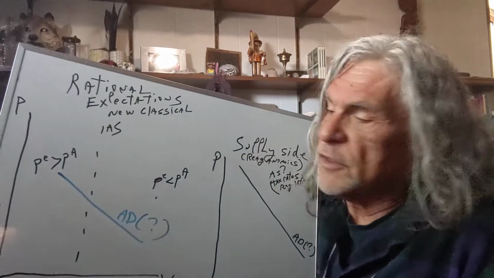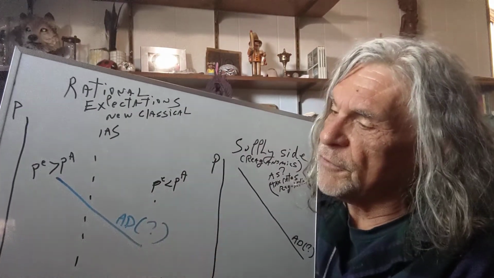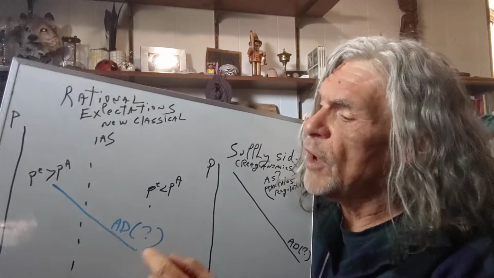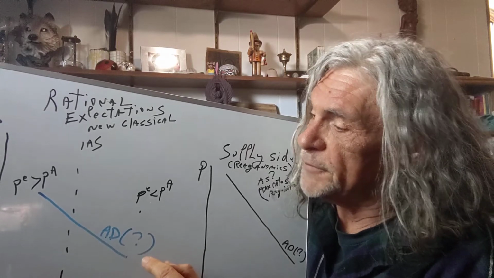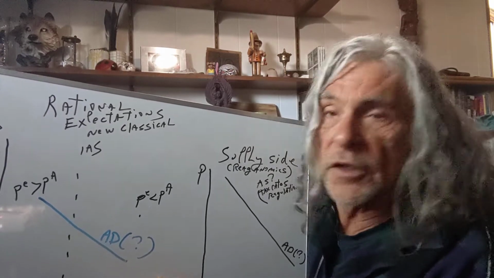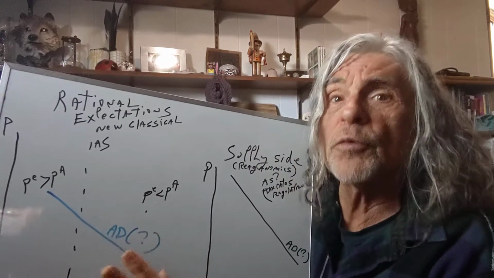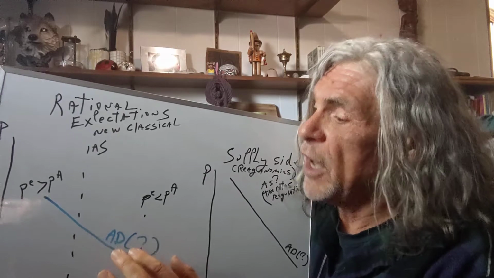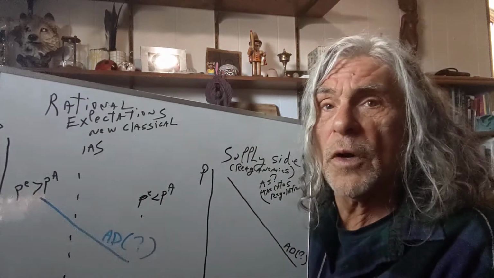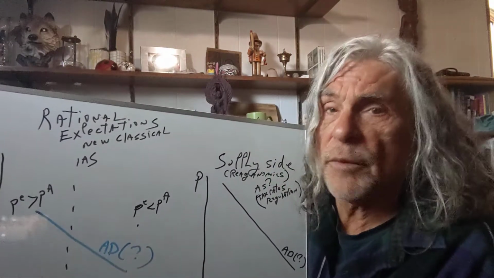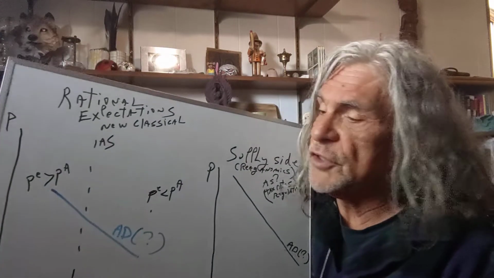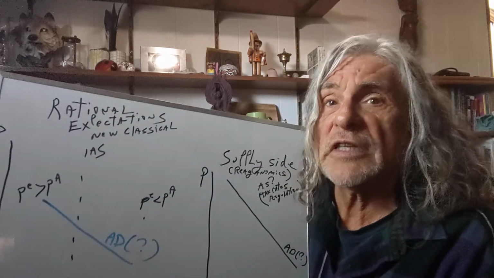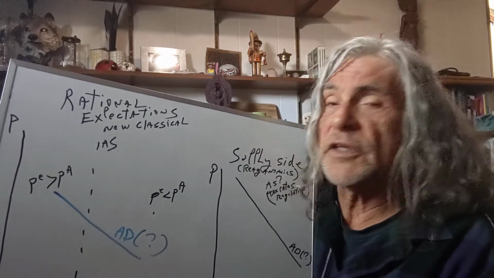What this means for policy is if the government tries to affect the aggregate demand curve by changing government spending or changing money, whatever would affect the aggregate demand curve in the true model of the economy, the typical worker, typical economic agent for rational expectations economists, knows what shifts the aggregate demand curve in the true model of the economy.